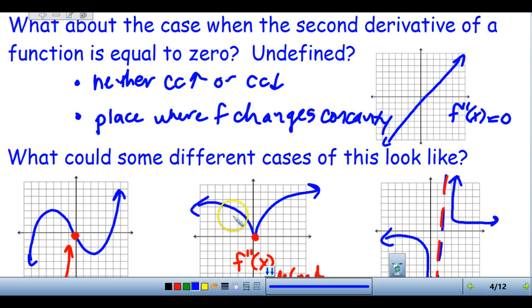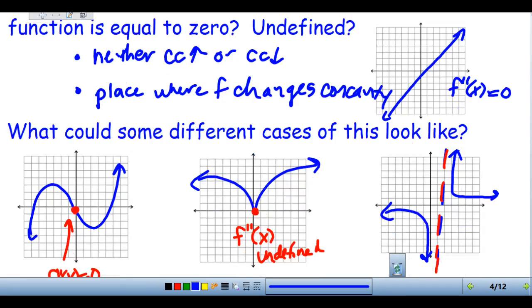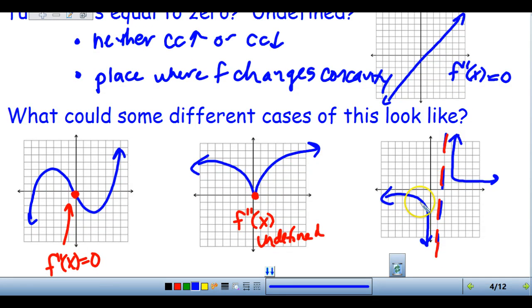If we look back here, the function didn't change concavity. It's concave down, so this wouldn't actually be an inflection point, but it would have shown up as a PIP. Similarly with the vertical asymptote, even though there was a change in concavity on either side of this x value, this is not in the domain of the original function, so it'll show up as a PIP, but it's not an actual inflection point. This is the only one out of these that's an actual inflection point, because there's a change in concavity and this x value is in the domain of the original function.